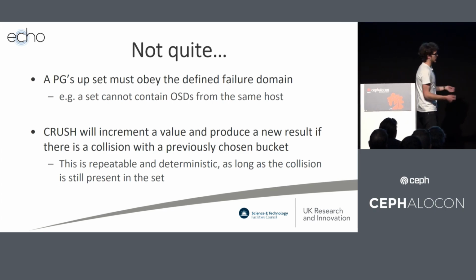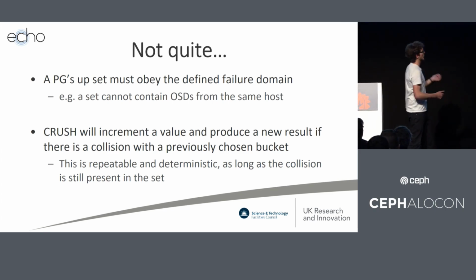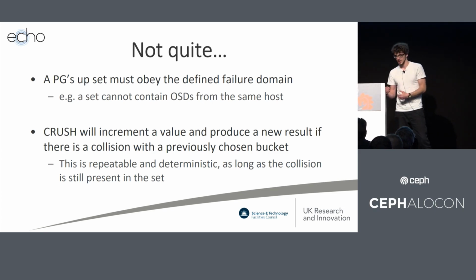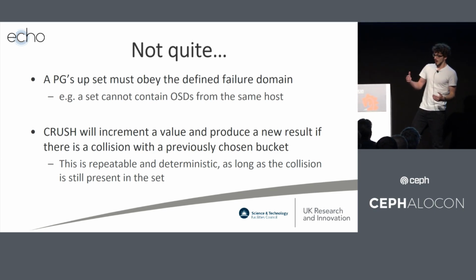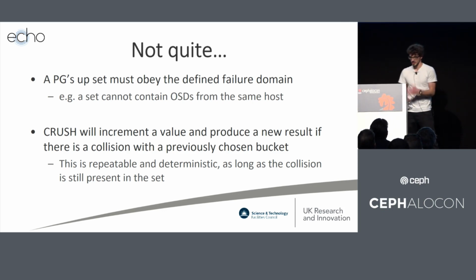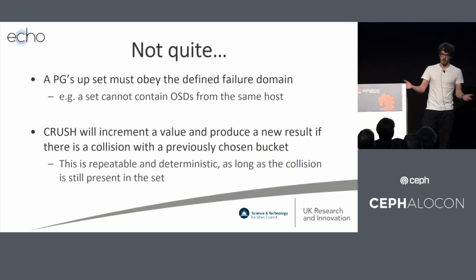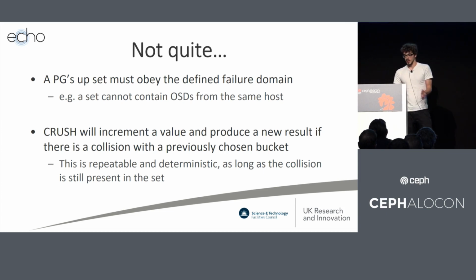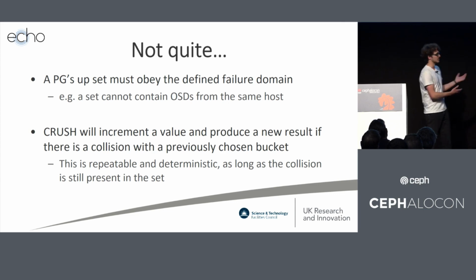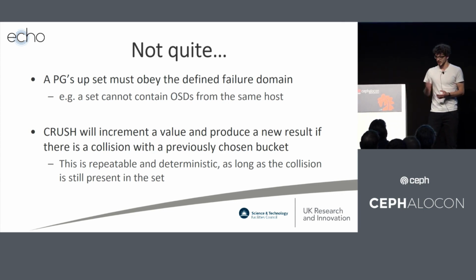So it turns out I actually hadn't thought about it hard enough. I was thinking about it too simplistically. You need to step back a little bit and think about what's actually going on here. So when a placement group has a set of OSDs, that set of OSDs must obey the failure domain. I'm sure everybody is happy with that. That's not particularly revolutionary.